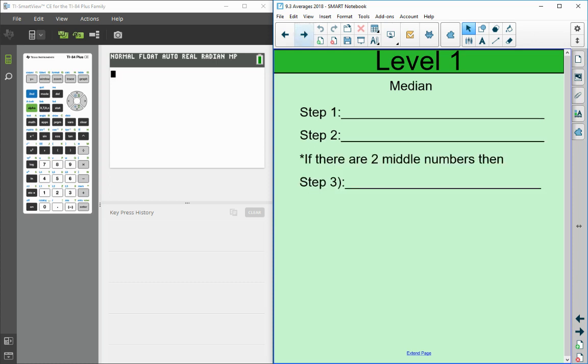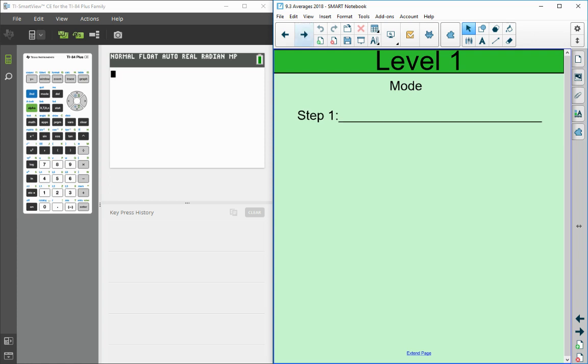The next thing is median. Now, you've learned about median before because you used it with the box and whisker plot, so you should already know how to do this. But step one is you're going to put the numbers in order. This is very important. If you don't put them in order, you are not going to get the right median. Step number two is you find the middle number. Then it says, hey, if there are two middle numbers, what do you do? Well, then you find the mean. What is the mean? Add the two numbers together and divide by 2.